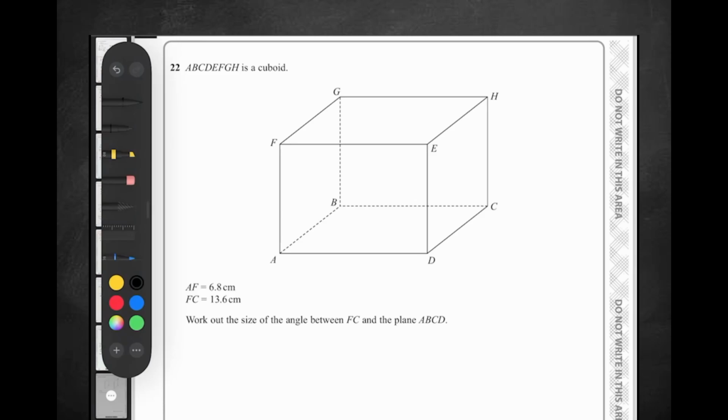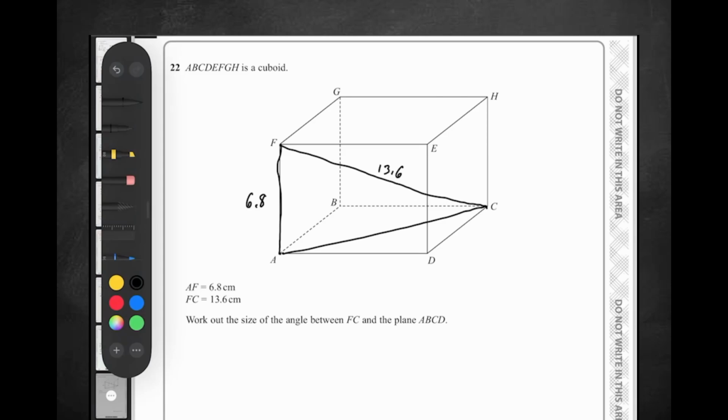So I'm going to draw a nice diagram here. And we've already got that line there, and we'll draw one here, like so. Oh, bad. I knew that was going to happen. I tried to draw a straight line. So we know that AF is 6.8 centimeters, so we're told that in the question. And we know that FC is 13.6 centimeters.